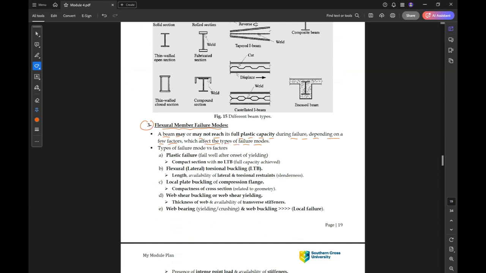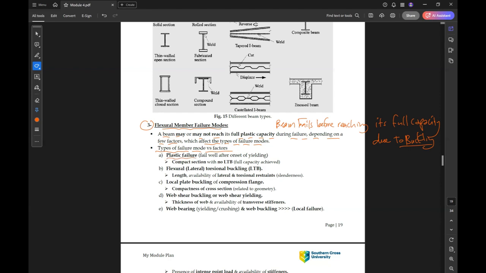So in some cases, the beam fails before reaching its full capacity due to buckling. Because the buckling will cause the member to fail before reaching its full capacity. Types of failure modes, versus the factors.